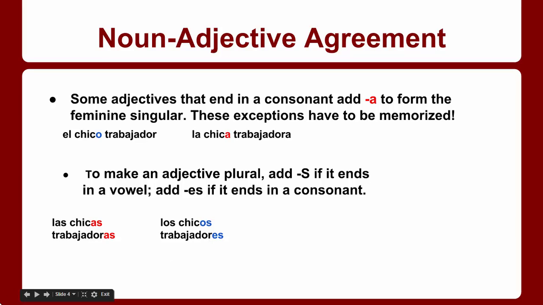So what I want you to do right now is I ask you on your note guide to write an adjective that ends in a vowel with a noun. And in this situation, it would just end with s. Then I ask you to write a masculine adjective that ends with a consonant. So then you would add es. Remember, you can use page 75 for inspiration.